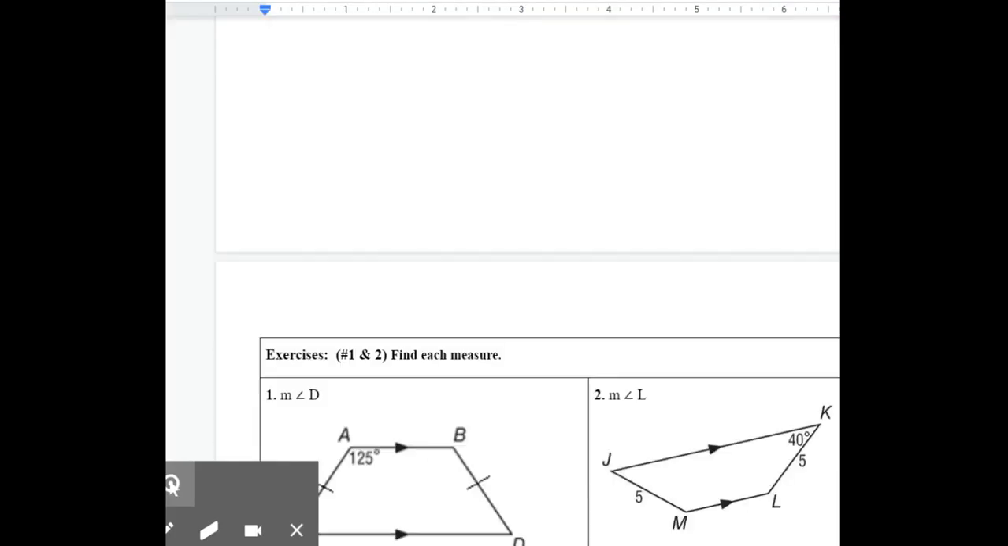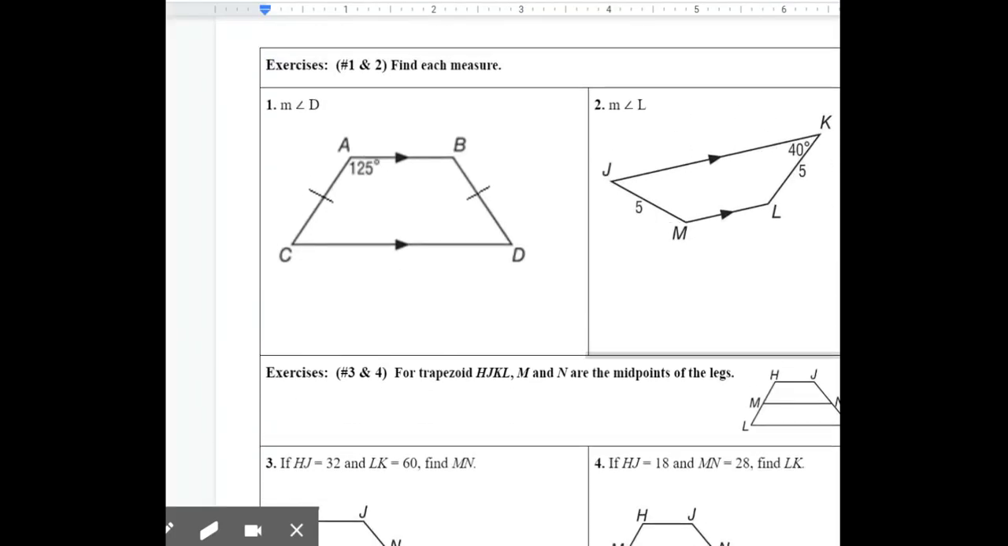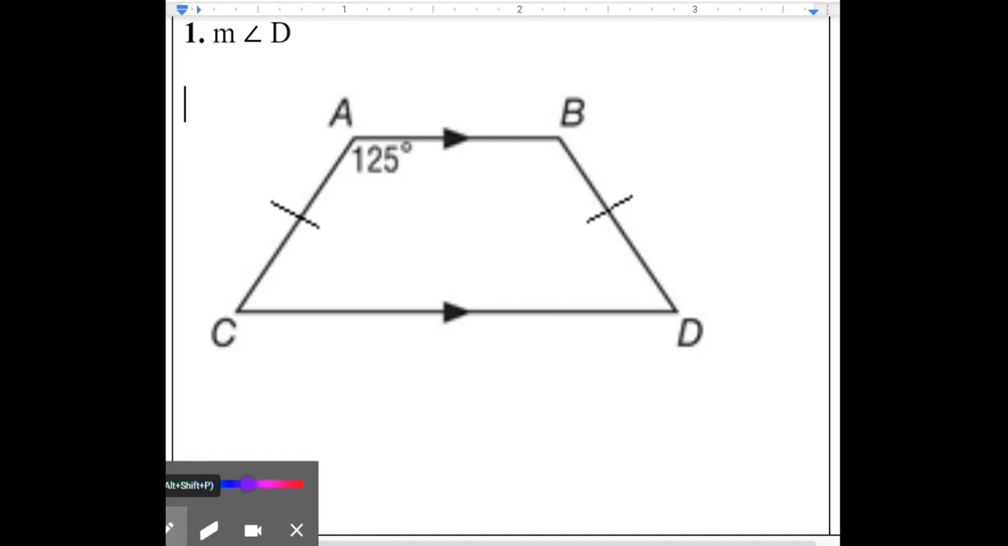All right, let's do some exercises. All right, here I am on number 1, and number 1 wants us to find the measure of angle D. Now, I know this is an isosceles trapezoid because right here it's telling me that AB is parallel to CD, so we have the opposite sides parallel. And over here, the two opposite sides that are not parallel are congruent. So I know that this is an isosceles trapezoid.